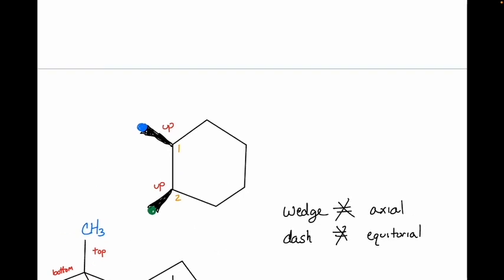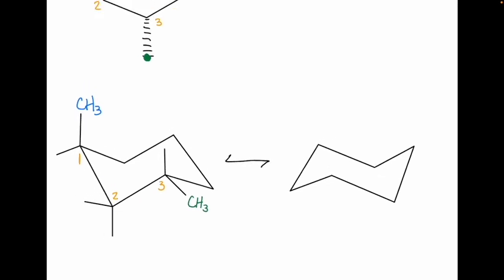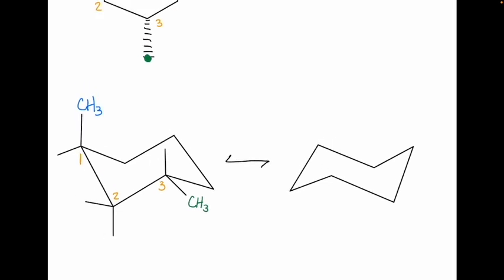Going back to finish up this problem, now we have to do our chair flip. Again, a very important part is keeping track of which carbon is which. If my carbon 1 is pointed up in my left chair, it's got to be pointed down in my right chair. Now carbon 1 and 3 will have their axial pointed down.